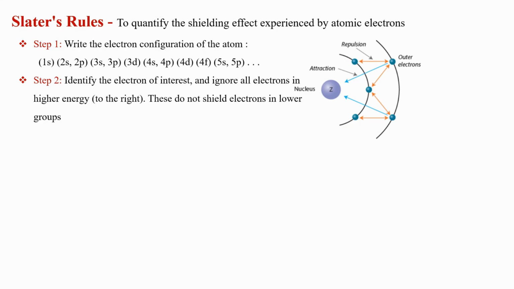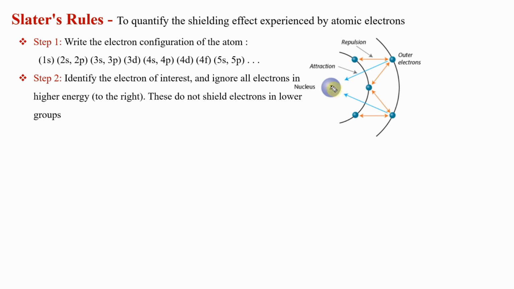Basically, what Slater's rule is doing is quantifying the shielding effect experienced by the atomic electrons. So for example, you have your nucleus, and you have your inner shell and outer shell. Take an outer shell electron. Why is it in the orbit and not going away? Because of the nuclear pull, the attraction of the protons and the electrons. The nuclear pull is pulling it inside. At the same time, it doesn't fall close to the nucleus because the inner core electrons repel each other.